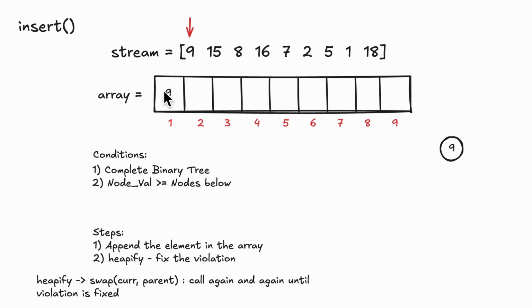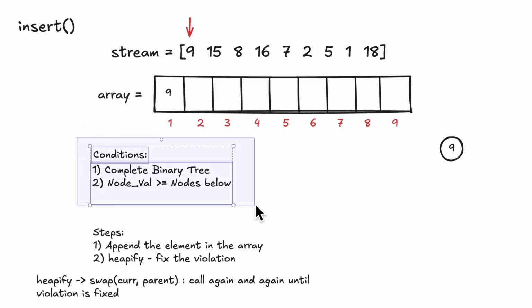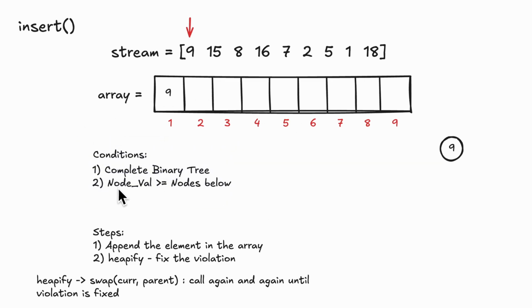And we know that the heap data structure should follow these conditions, so we will also check the conditions as well. Right, so let's start with the insert function. The insert function has two steps. The first step is we will append the element in the array. The current pointer is at 9, so I will take this element and append it to the array. I have already appended it to the array, and I have already created the node. This is for visual understanding.